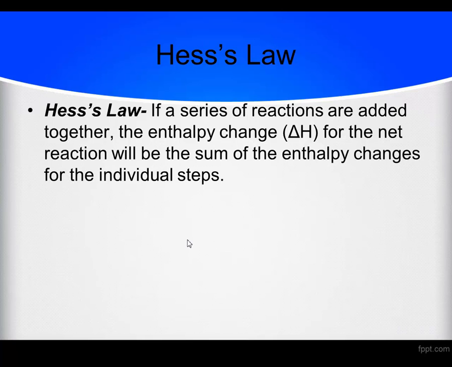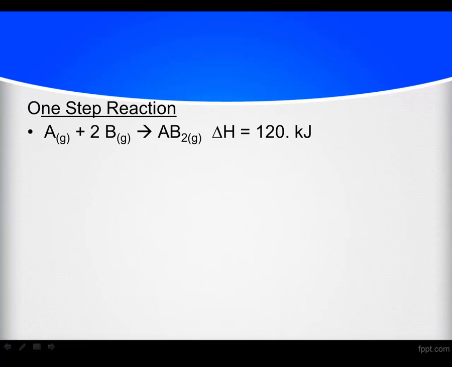Okay. So here's the basic concept. The basic concept, ladies and gents, is that we've got a reaction that we usually write down that looks like it's one step. This is a very generic reaction, but it says that A as a gas plus 2 of B as a gas winds up yielding 2 AB2, and that the enthalpy change during this reaction is 120 kilojoules.